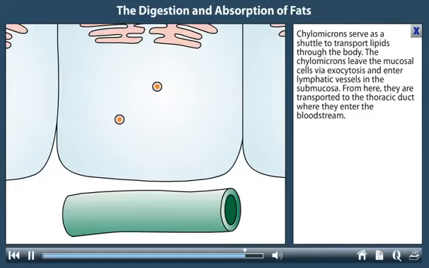The chylomicrons leave the mucosal cells via exocytosis and enter lymphatic vessels in the submucosa. From here, they're transported to the thoracic duct where they enter the bloodstream.